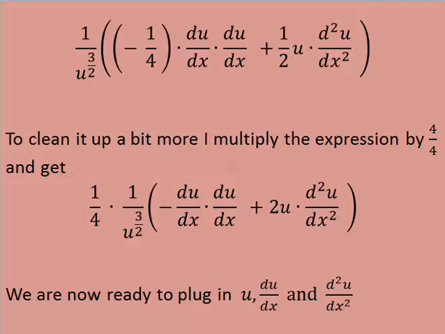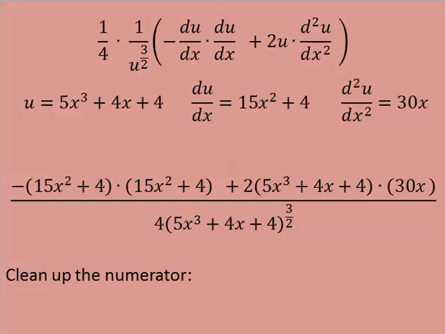To clean it up a little bit more, I multiply the expression by 4 over 4. And again, that means that the 4 in the numerator gets distributed into the two terms. So I'll have 4 times negative 1/4, and I'll have 4 times 1/2. So it's little by little looking cleaner. I am now ready to plug in the u, the du dx, and the second derivative of u with respect to x. And when I do that, I get something that's now pretty manageable.